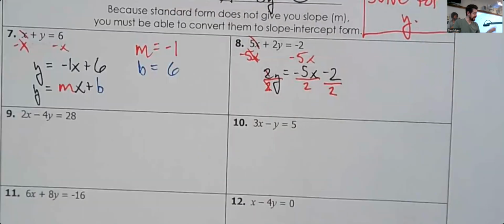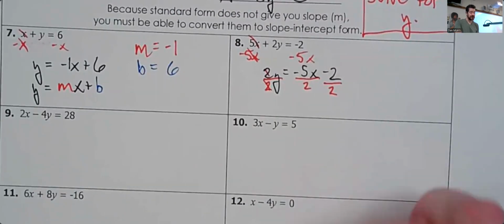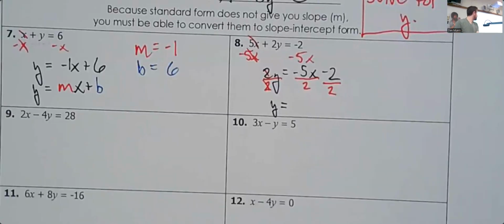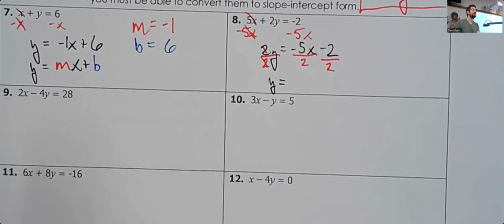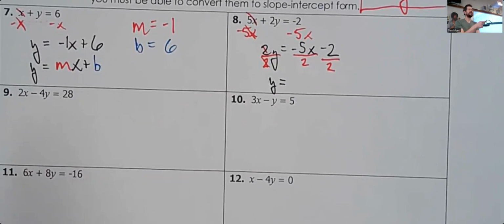So on the left, the 2's cancel out. And on the right, we're going to get y equals. And this is where I don't want you to use decimals. Don't use decimals here. I think Rafi asked this yesterday, right? With decimals and slope. Somebody asked me about decimals and slope yesterday.